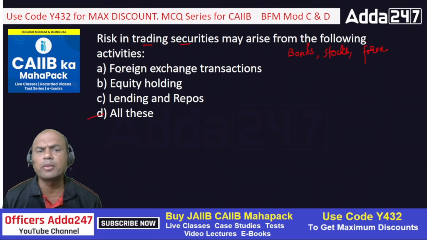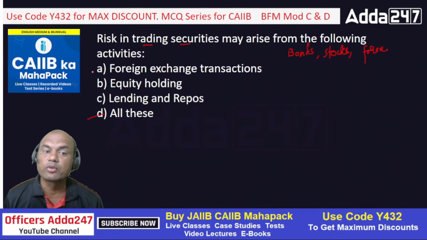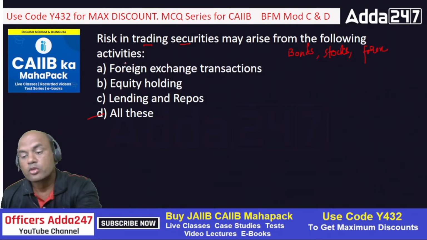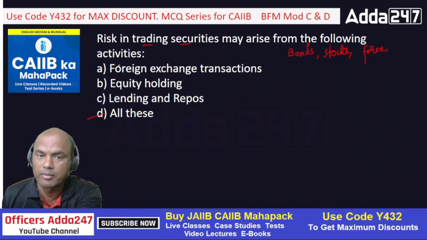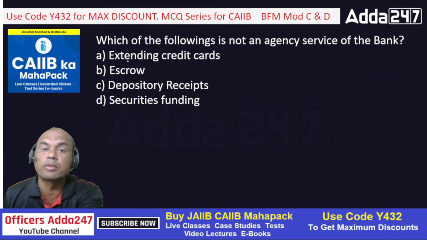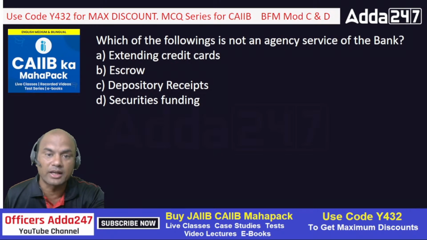Okay, in exam you might not get all these options. You might get this option is correct one and remaining two they will be giving it wrong. So then you'll have to take only A. Okay, so understanding is very important. Remember, CAIIB is not related to remembering, it's related to understanding.